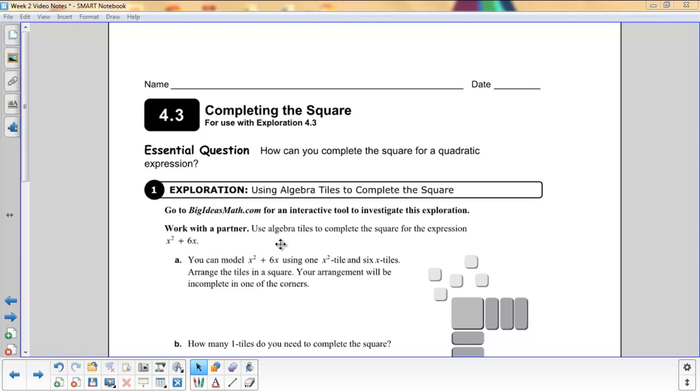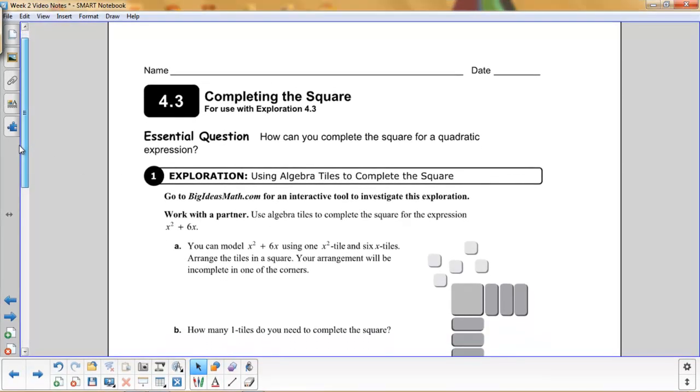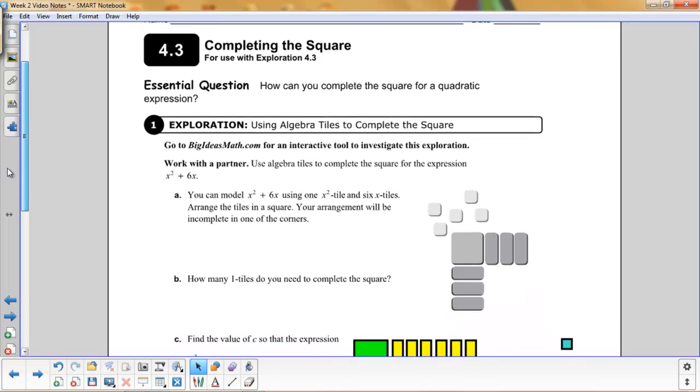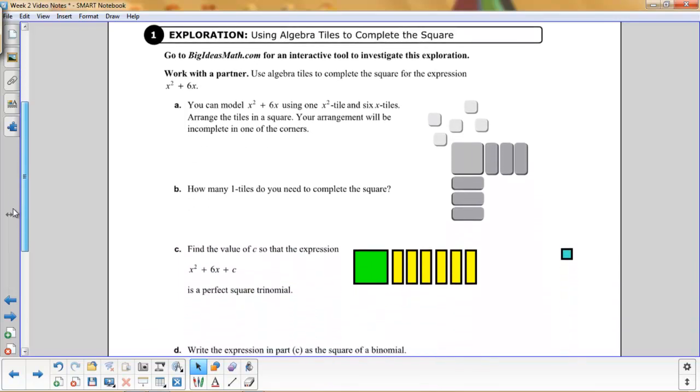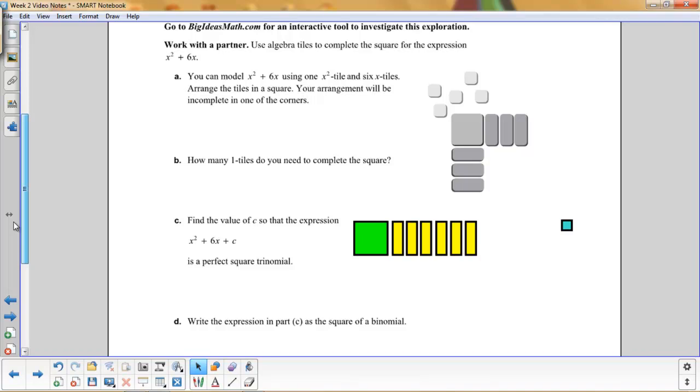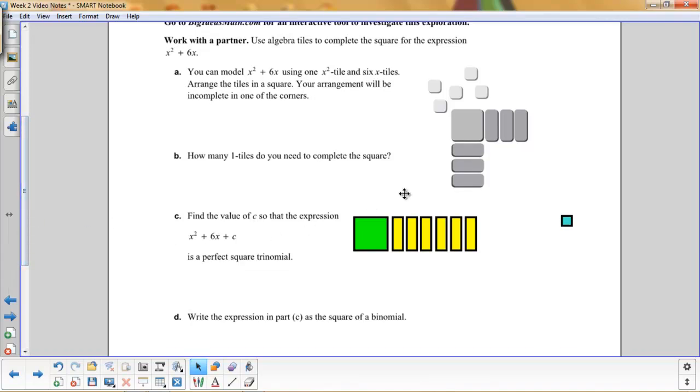We're going to model that by using the square tiles for x squared and then your bar tiles as your x tiles. Now you can see here from the picture that we're already kind of moving ahead, but I'm going to go ahead and skip down to letter C and D here to kind of help us out. So the first thing I need to do is I need to get my picture, which is x squared plus 6x, to match up with the picture that is given.